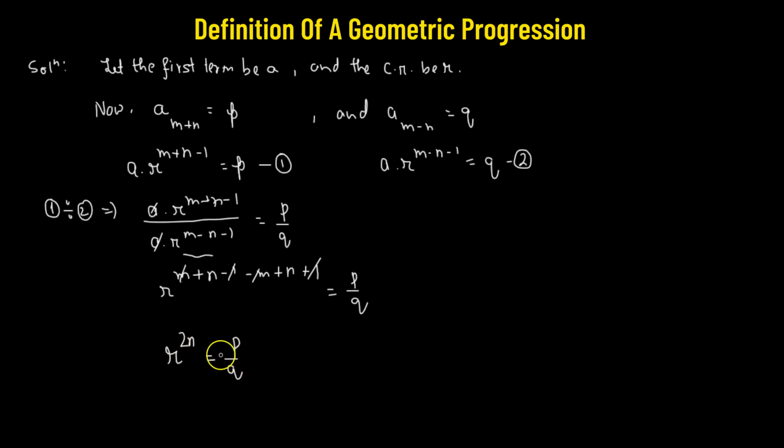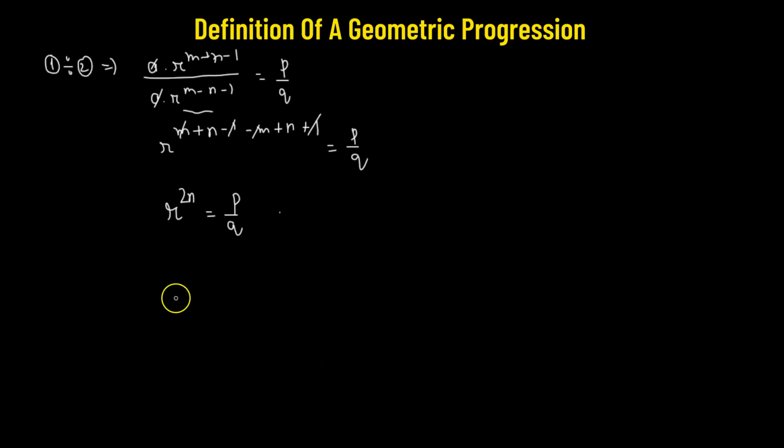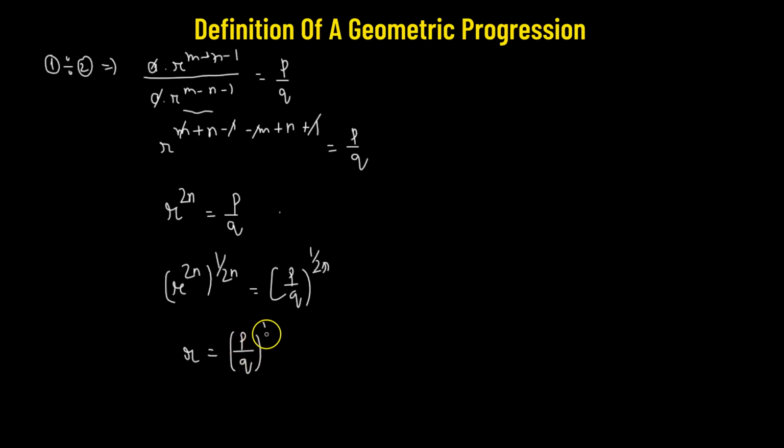Now, if we take the 2nth root of this on both sides, meaning let's raise it to the power of 1 over 2n on both sides. This is also referred to as taking the 2nth root on both sides. So we have p over q raised to the power of 1 over 2n. So that means our value r will be equal to p over q whole raised to the power of 1 over 2n. So let's label this as number 3. Now we'll come back to the common ratio.